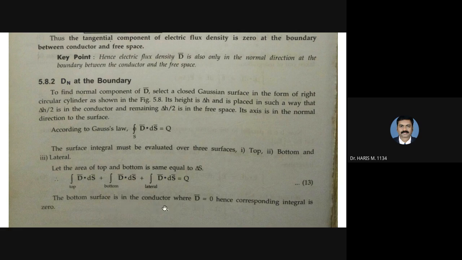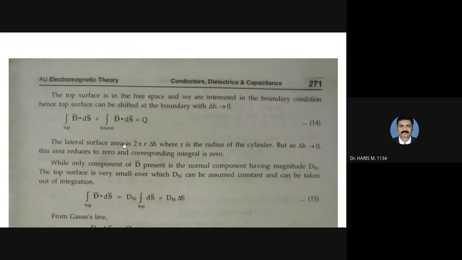So the bottom surface is in the conductor where the electric displacement value D is equal to 0. Hence the bottom surface component, the second term in this equation number 13, will be 0 in this case. Now we have the remaining two things, that is the top component and the lateral component. So integral over top D dot dS is equal to integral lateral D dot dS. Later we will be applying the limits here depending upon the situations, right?